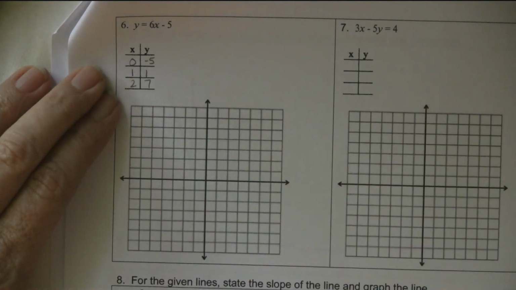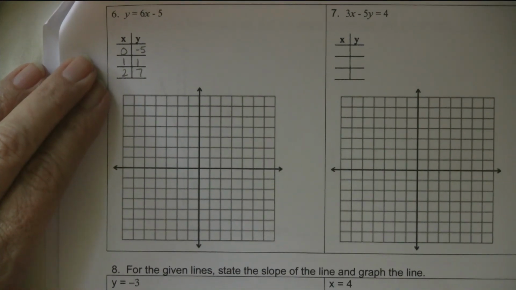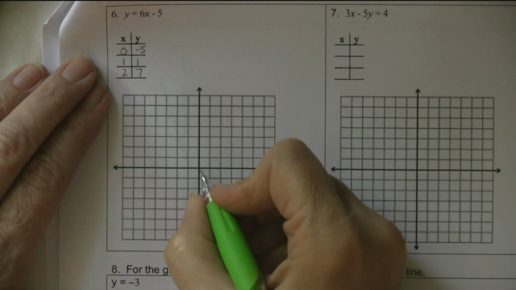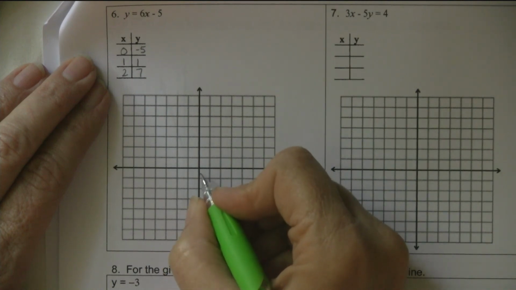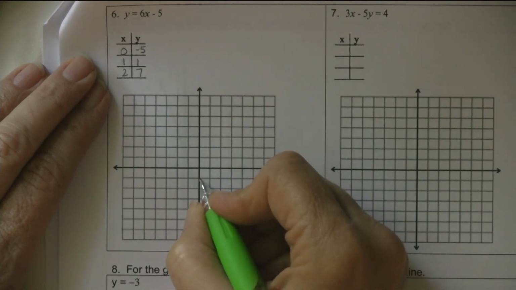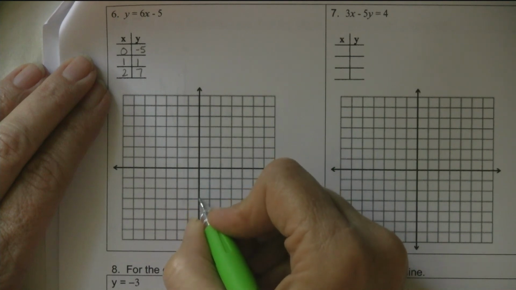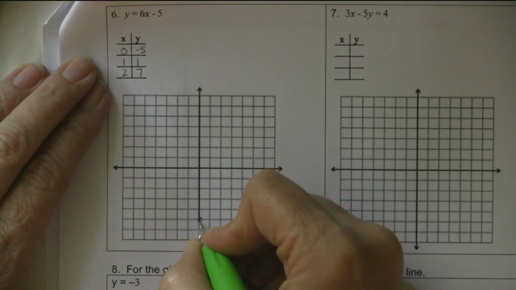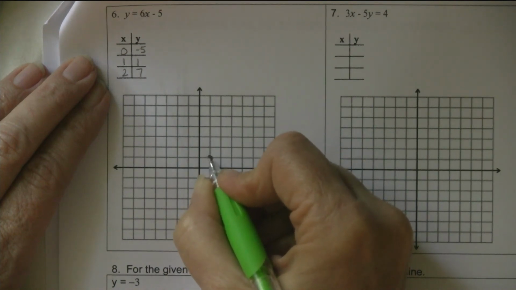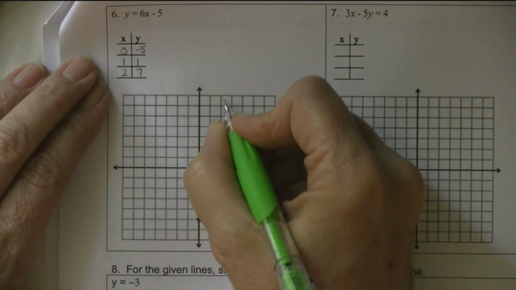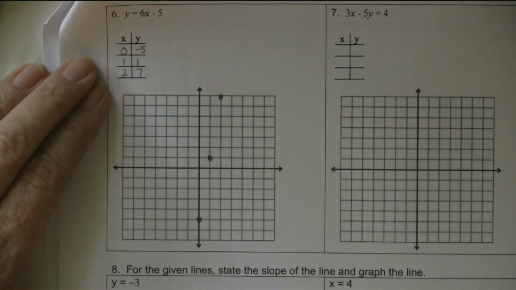So I try to keep points that stay on my grid, right? Like I was noticing that -1 would be -11, and that would go right off my grid, and then I'd have to rescale. As long as you can keep 2 points on the grid, that's good. Over 0, down 5. Over 1, up 1. Over 2, up 7. Pretty steep line right there.